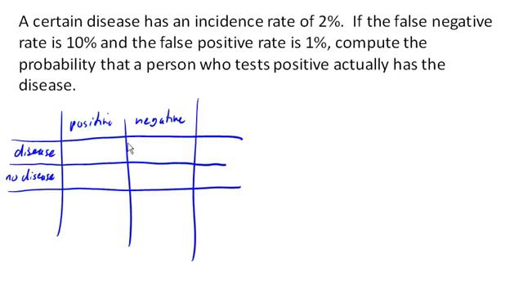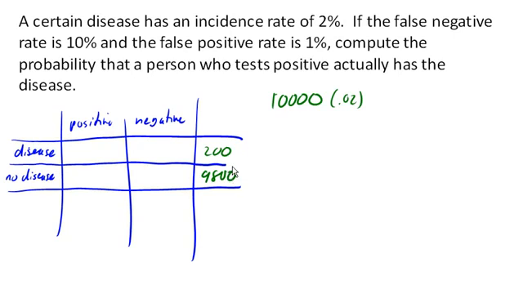So now we got positive, negative, disease, no disease. Now, for simplicity, let's imagine that we have some nice round number of people. Let's go with something pretty big like 10,000 just to make sure our numbers work out okay. So now we have a 2% incidence rate. So out of these 10,000 people, 2% of them, or 200 of them, will have the disease. Meanwhile, the other 9,800 of them will not have the disease.